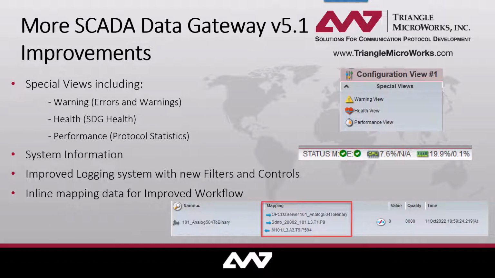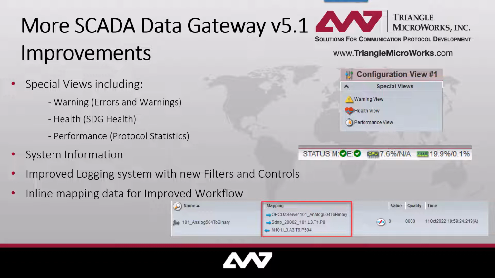A few more improvements for our SCADA Data Gateway can be seen on this slide. We've added in new special views to our GUI to allow for checking of errors and warnings. You can also check on the overall health of our SDG, or check on system and protocol statistics. We've also added a system information bar, which is always visible, to allow the users to quickly make sure the system is up and running and how many resources the host computer is using. You might see performance issues if either your CPU or RAM is close to 100%.